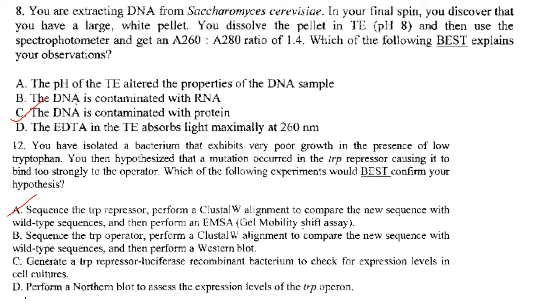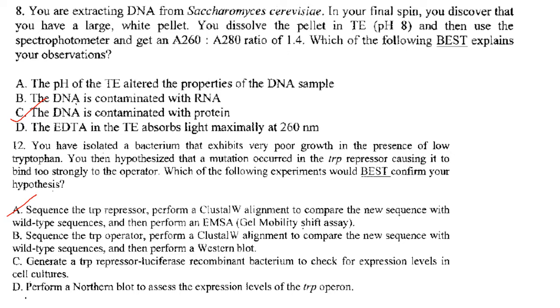So you dissolve the pellet in TE buffer and then you take the spectrophotometer reading, that is the A260 by 280 ratio. This is for knowing the purity of your sample. But you got a ratio of 1.4. If it is 1.8, then it is pure DNA, and if it is approximately around 2, then it is pure RNA. So here you got the ratio as 1.4, which shows that DNA is contaminated with proteins. Answer is option C.